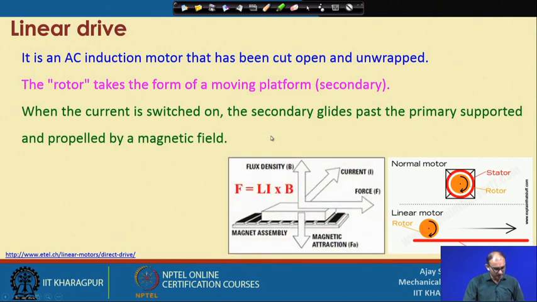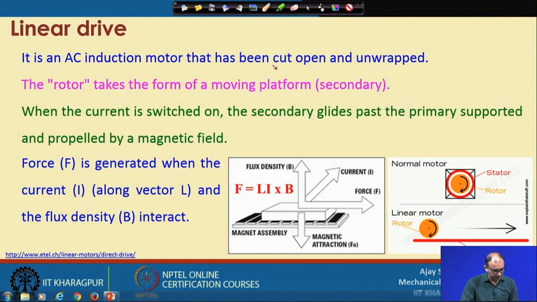And how it works is based on the Lorentz law. So, what is happening here? This is the current you are applying, and this is the magnetic field you are applying in the vertical direction. If you supply a current at 90° to that, then it will generate a force which is perpendicular to both of these.